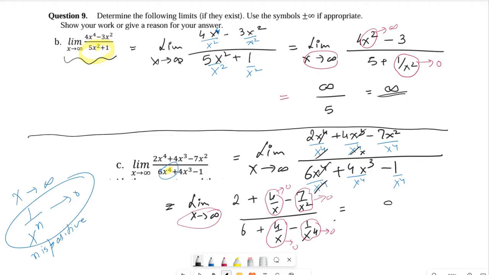So what do we have? 2 plus 0 divided by 6 plus 0 is 2 by 6. That's 1/3 in the reduced format. That's your limit.